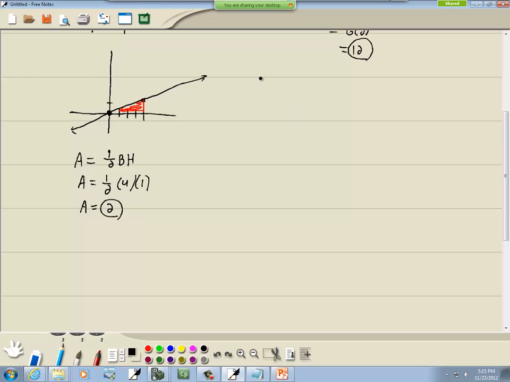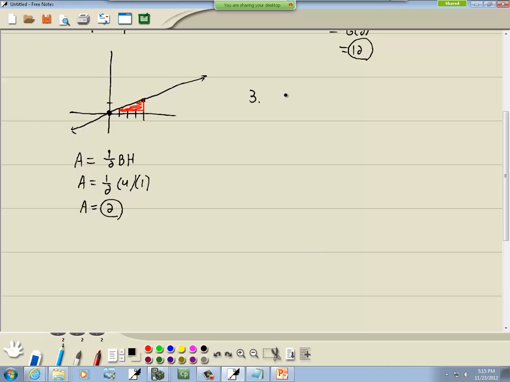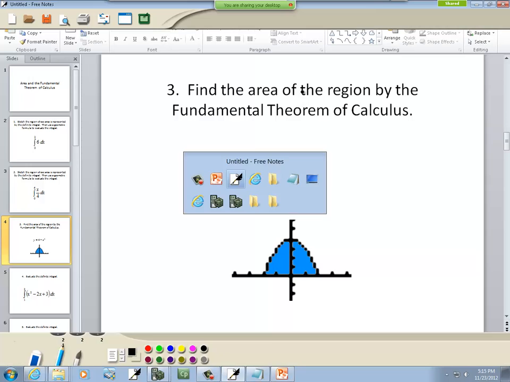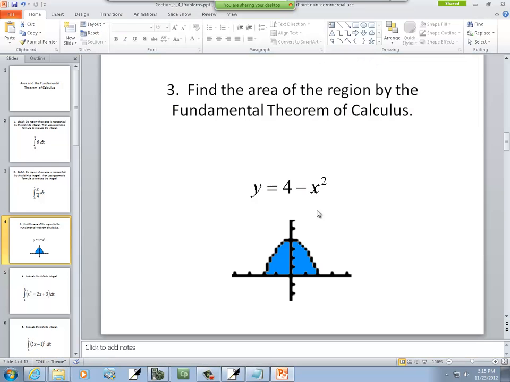Here they actually give you the picture. y is equal to 4 minus x squared. It says find the area of the region by the fundamental theorem of calculus. You can see x goes from -2 to 2. So the setup on this will go from -2 to 2 of 4 minus x squared dx. And this will give us the area underneath that curve. It's what's bounded by this graph and the x-axis.